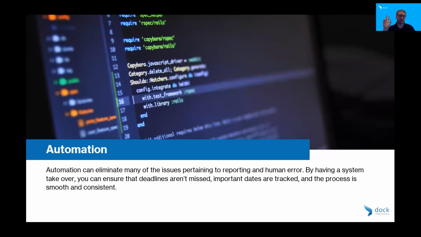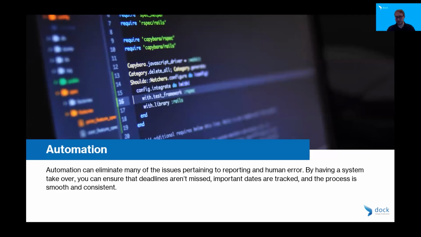It's going to make sure that you're tracking important dates. It's making sure that your system and process is smooth and consistent, because people get notified when they're supposed to be doing the things that they're supposed to be doing. It also tracks everything in that system.